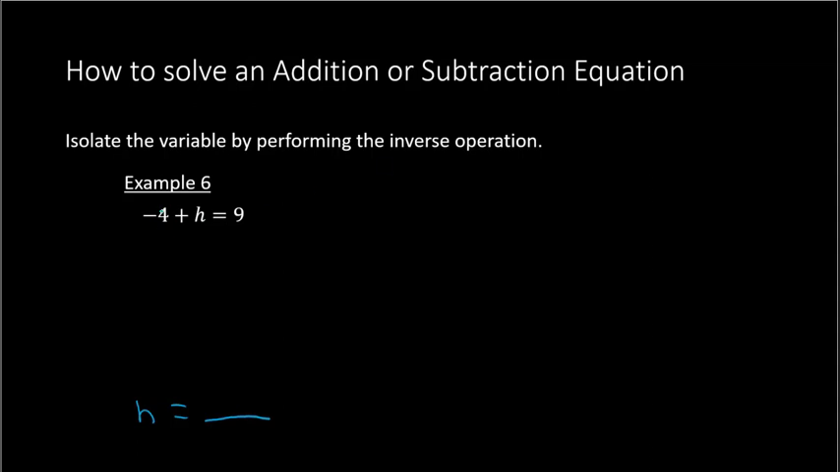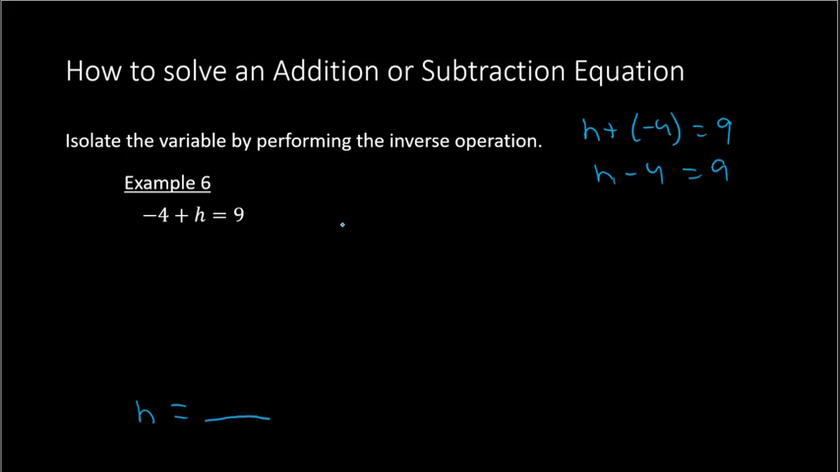If you can't visualize that, you could rearrange the order of the addition, like we did in that other example. So instead of negative 4 plus h, we can have h plus negative 4, which plus negative 4 is the same thing as just h minus 4.